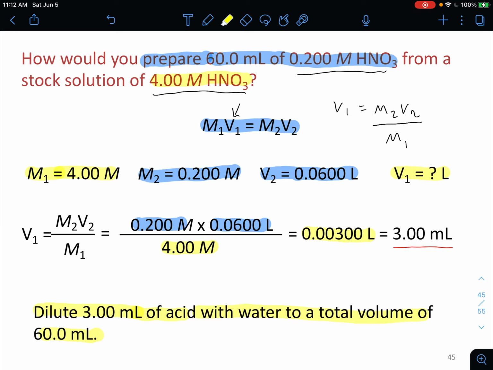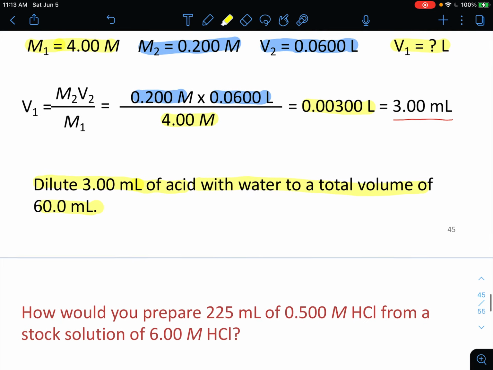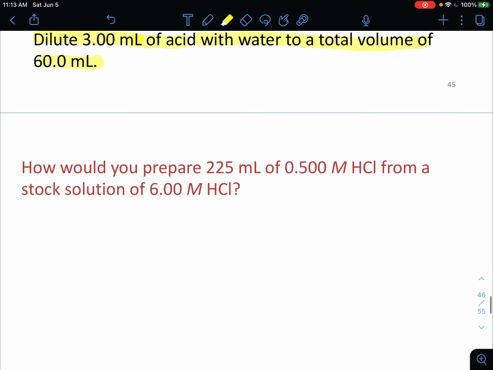In practice, you add acid to water. So probably you'd add a little bit of water to your container first, then add your 3 milliliters of acid and then swirl it and then top it off with the remaining water. At a low concentration probably doesn't matter, but in theory that's the correct way to do it. Okay, I think I have 3 more problems working with this equation, and that'll be it for this video.